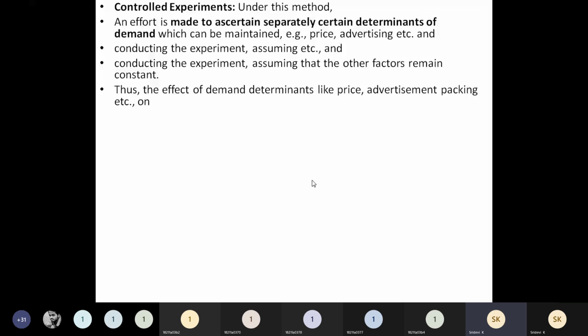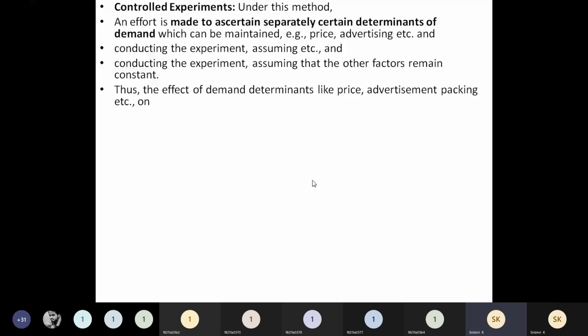And if I want to find out how advertisement or packing is going to affect, I will change advertisement, I will change packing, and I will make my product to be entered into the market. And I will find out how the customers are reacting.